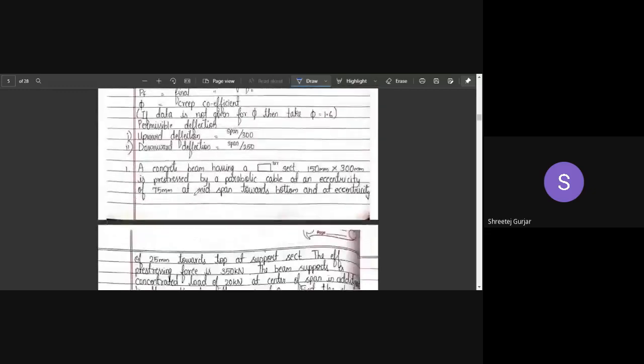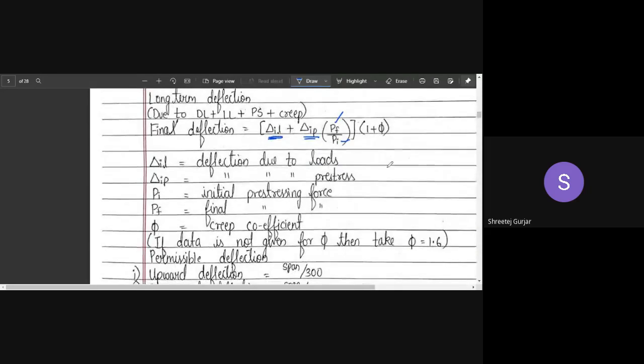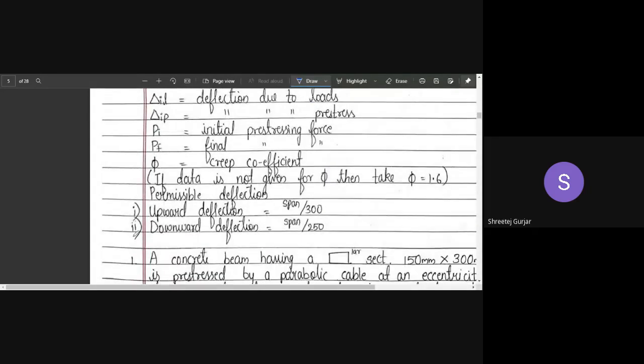Moving on, let us check whether it is PI by PF. It is PF by PI. So as I have told you, it is the deflection caused by the loads, then the deflection caused by pre-stressing force, then this is your loss ratio, PF by PI, into 1 plus phi. And make a note of this.